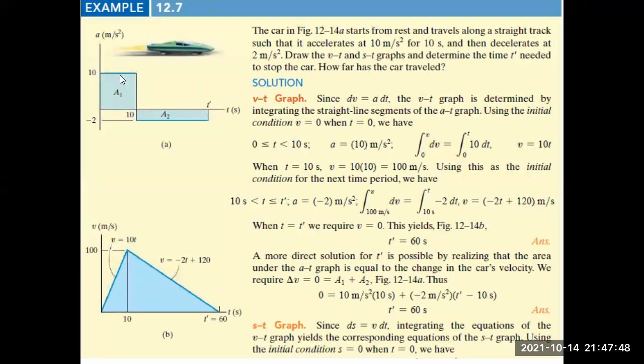You have many ways to determine the slope of this graph. One of the ways, you say that the slope is equal to the acceleration, hence the acceleration is constant, so the slope is constant all the way from here to here, it doesn't change.